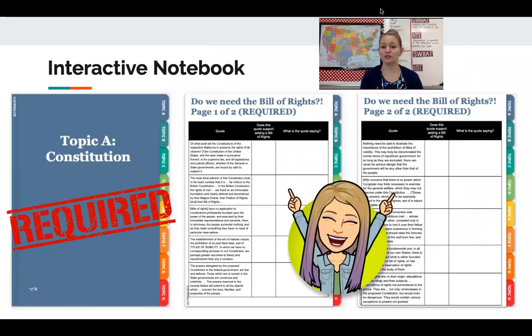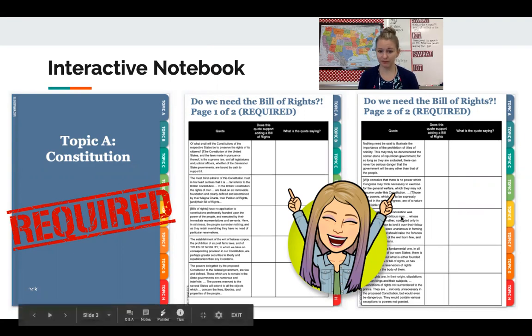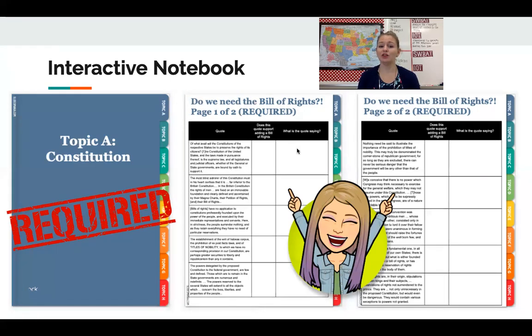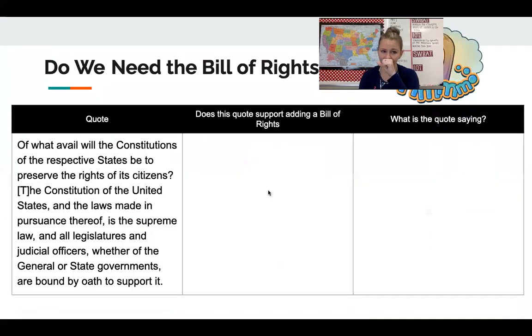So the interactive notebook pages that you need today look like this. We're covering the idea of, do we actually need a Bill of Rights? So I'm going to go through with you and we're going to look at 10 different quotes. And then I'm going to tell you what that quote is actually saying in regular terms, because sometimes it's hard to go through. Let me turn the sound off of my phone so that we don't get any distractions. And then we'll decide, is this an actual quote that is supporting adding a Bill of Rights to the Constitution or not? So let's go ahead and get into it and get started.